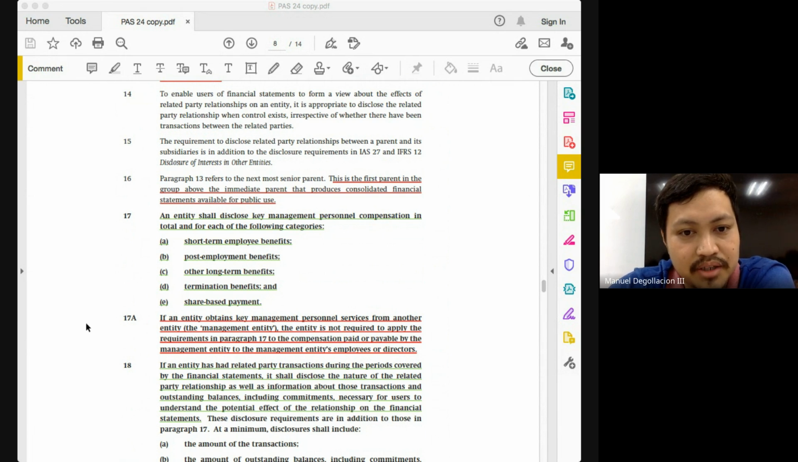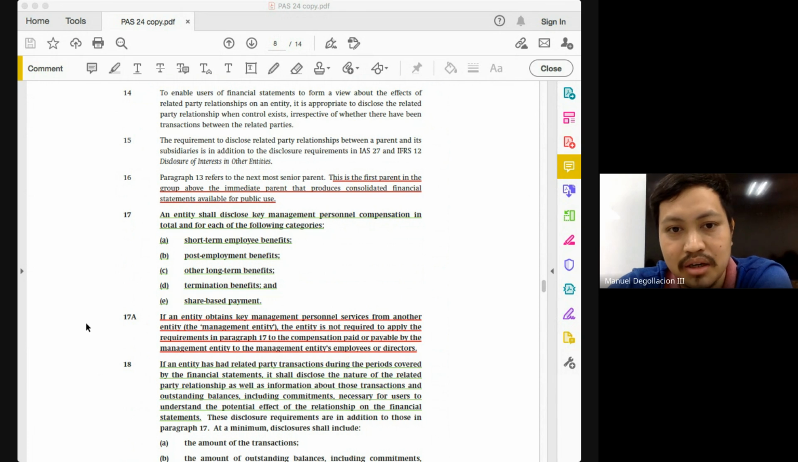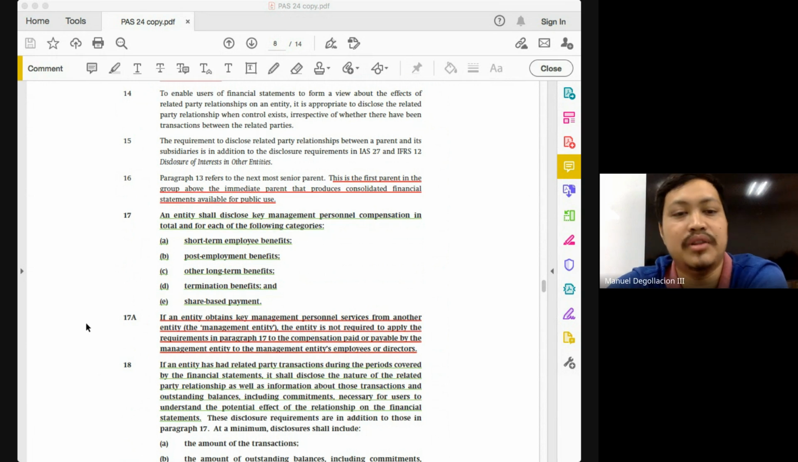Okay, so basically how this can be transformed as a multiple choice question, class, is that three out of the five would be included among the choices, and you will be asked which one will not have to be disclosed. So it's important that you're familiar with these five.